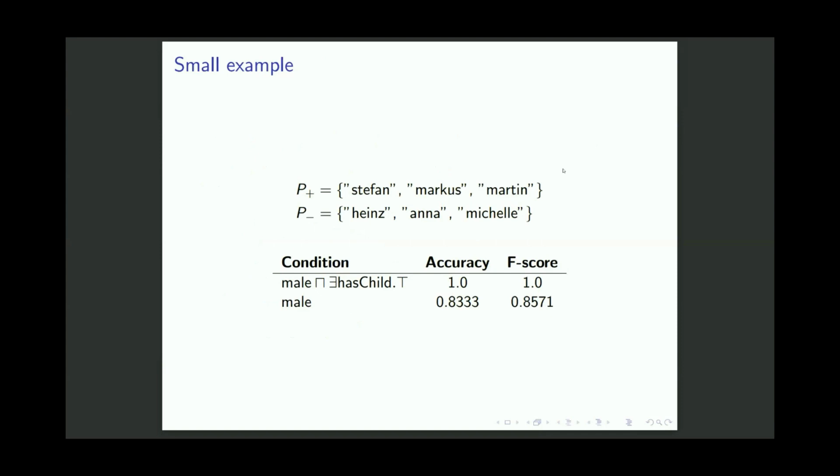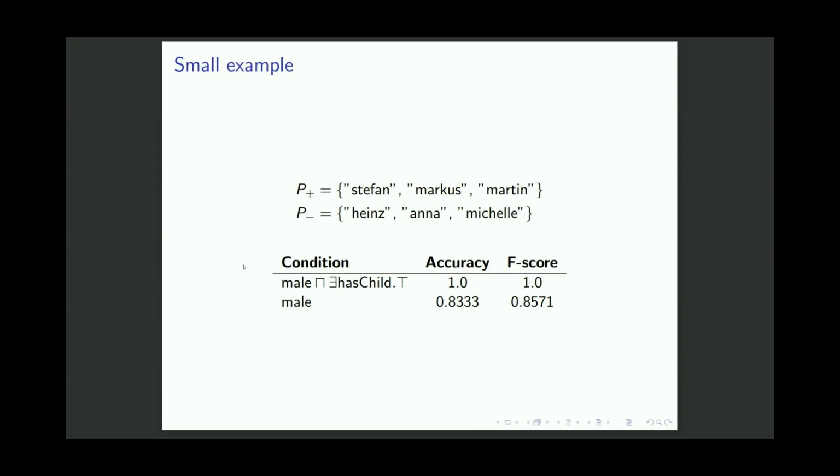For example, in this small example, we have Stefan, Marcus, and Martin as positive examples, as noted in the P plus set, and Heinz, Anna, and Michelle in the P minus set, which are negative examples. So we need to find an expression that, when we put the positive things through it, would give us true, and false for the other ones. One of the expressions found is male, which works for all three positives because all three are males, and works for Anna and Michelle, but not for Heinz. This would be 5/6, so this would be the accuracy.